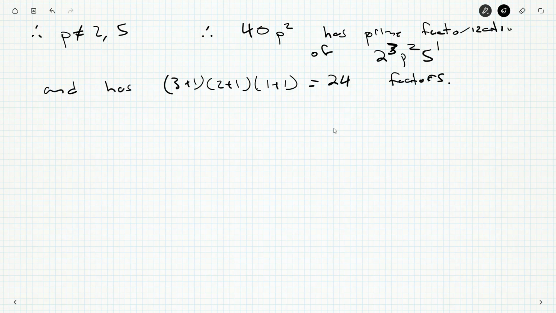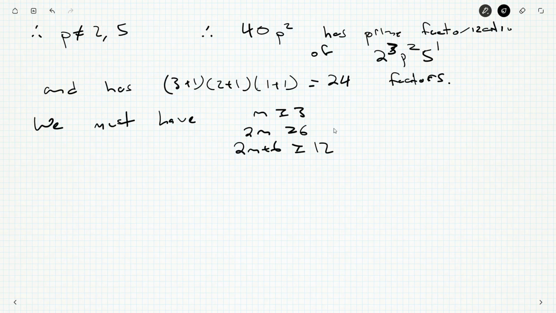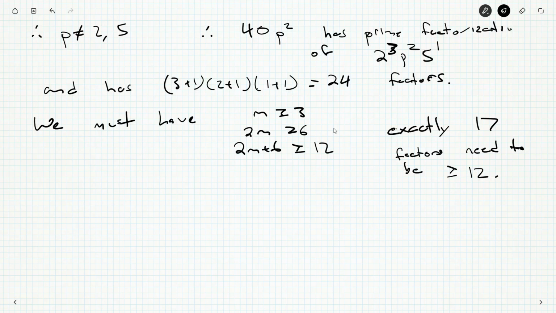So, what are the factors? So, we must have m greater than or equal to 3. So then 2m is greater than or equal to 6. So 2m plus 6 is greater than or equal to 12. So we need to have exactly 17 factors that need to be greater than or equal to 12. For whatever p gives us that, we're set. We're done. Nothing else to worry about.